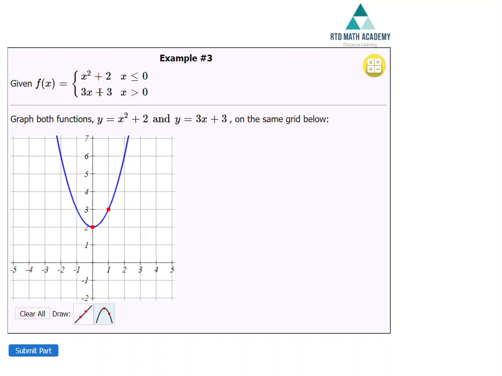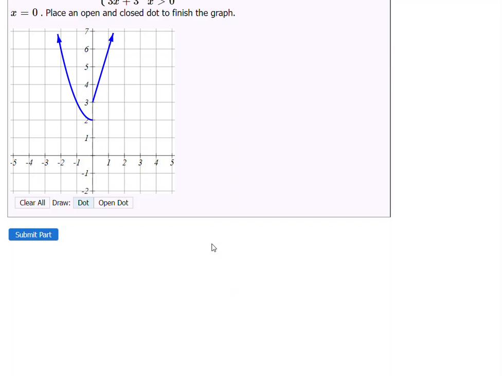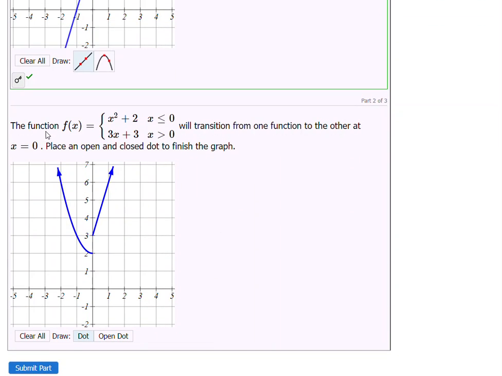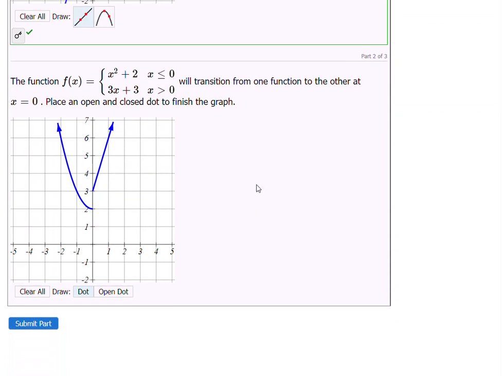And now our other one is a line, right? So I'm going to choose the line tool. In this case, y-intercept at 3. So I'll make that my first point, and then my slope is 3, right? So I'm going to go over 1, up 3. So there you go. There's my two graphs on the same graph there. Okay. So then we're shown what that would look like, right?